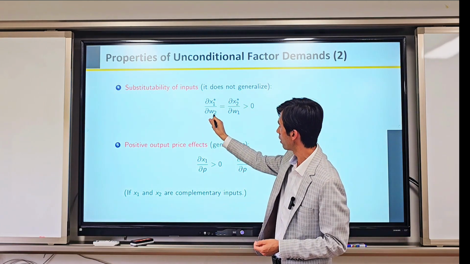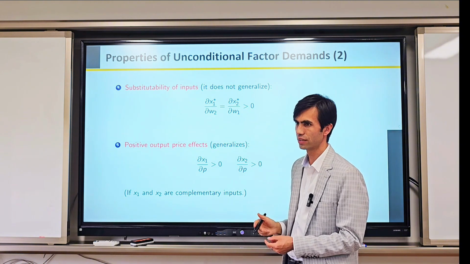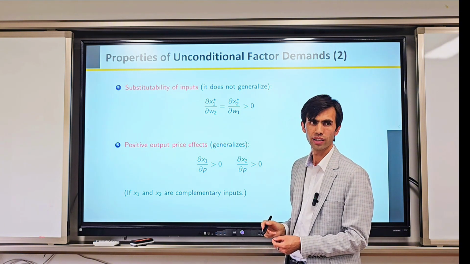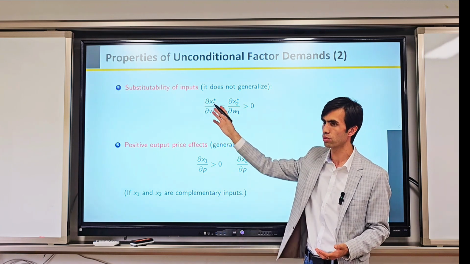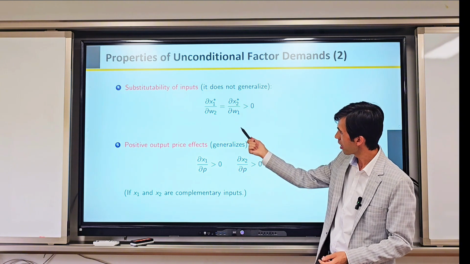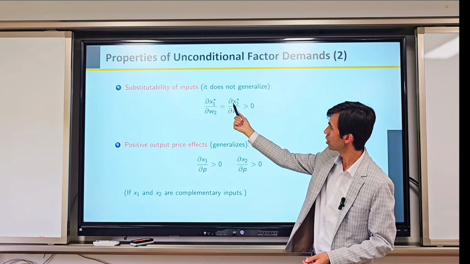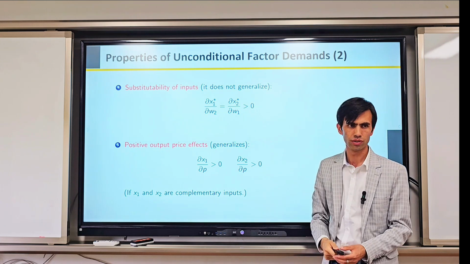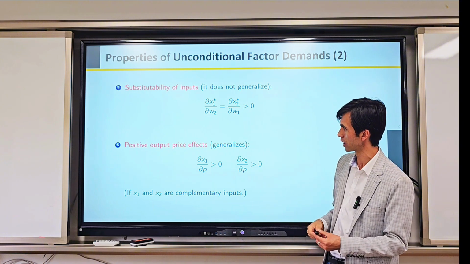When the price of input 2 increases, the demand for input 1 increases. Why? Because they are substitutes. Now, instead of input 2, we can use more input 1 to produce the same level of output. And when the price of input 1 increases, now we use more X2. Instead of X1, we use more X2. So then the demand for X2 would increase.